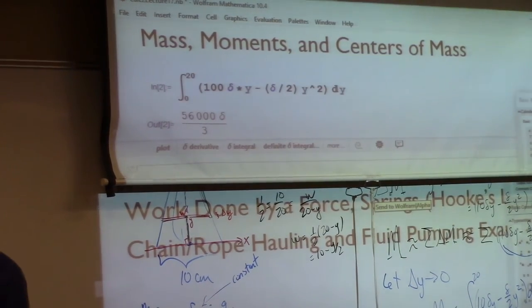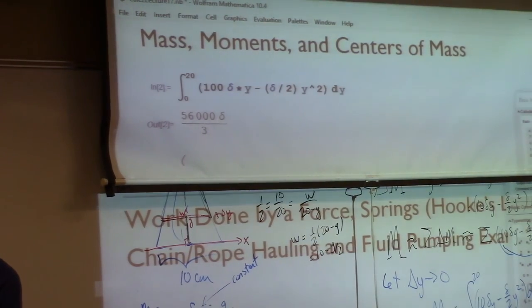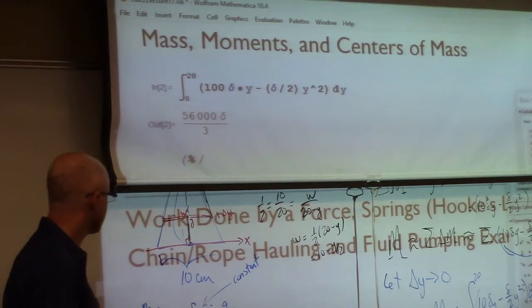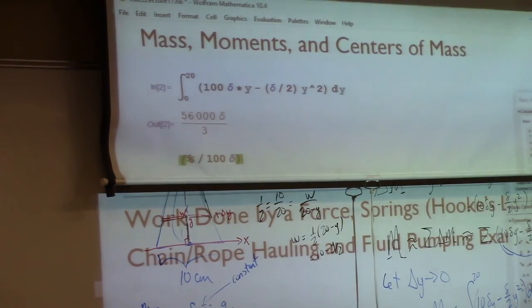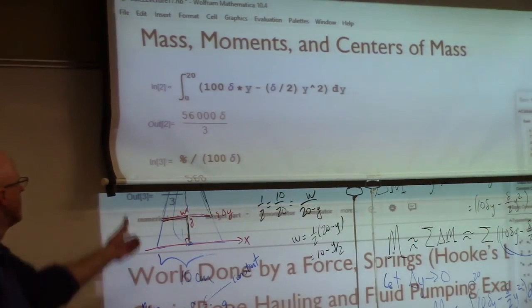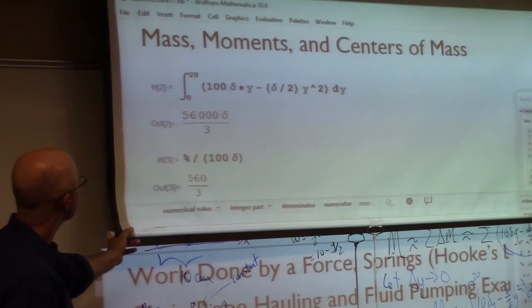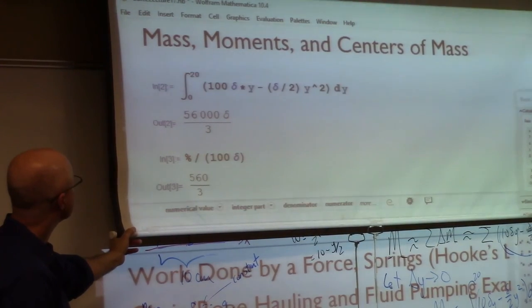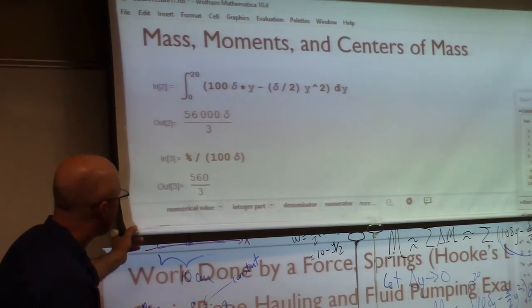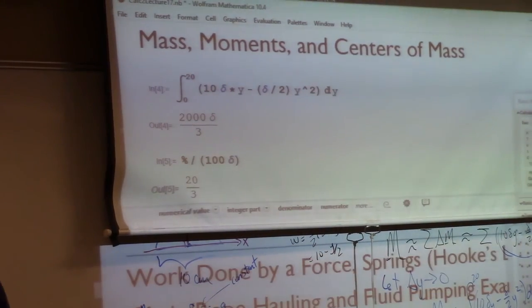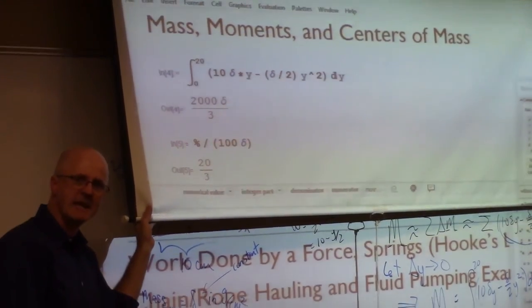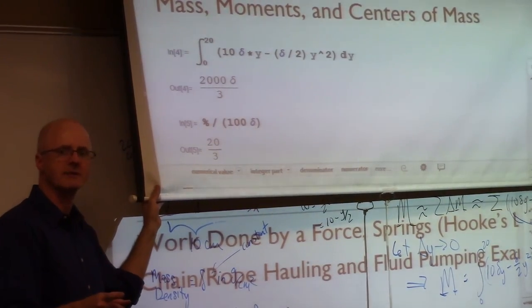And then divide that by the total mass. Percent sign refers to the preceding output. The total mass was 100 times delta. I don't think I need parentheses around the whole thing, but maybe I want parentheses around this part here. 560 over 3 is the y bar, if that's something that can't be right. Oh no, what am I doing wrong here? I'm not sure offhand what I'm doing wrong. Oh, this is supposed to be a 10 instead of 100 there. Thought I found that. That looks better. 20 over 3. 6.6 repeating is y bar, the second coordinate of the center of mass.